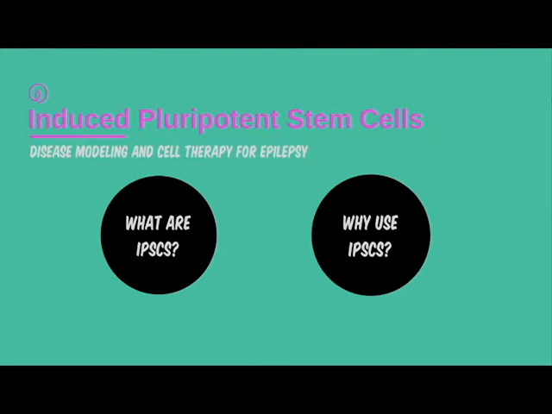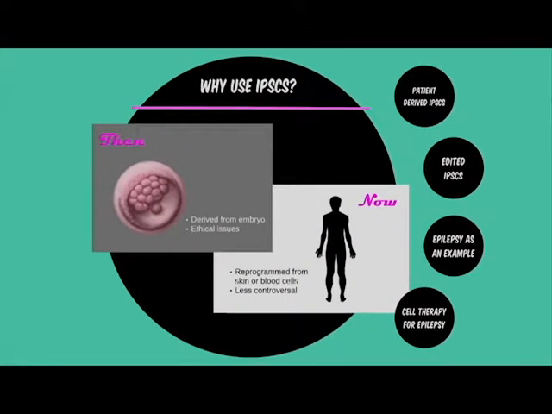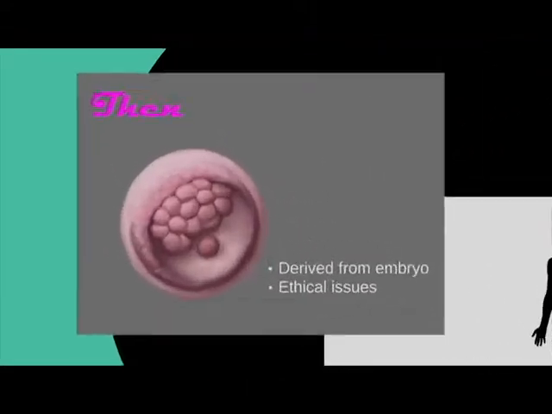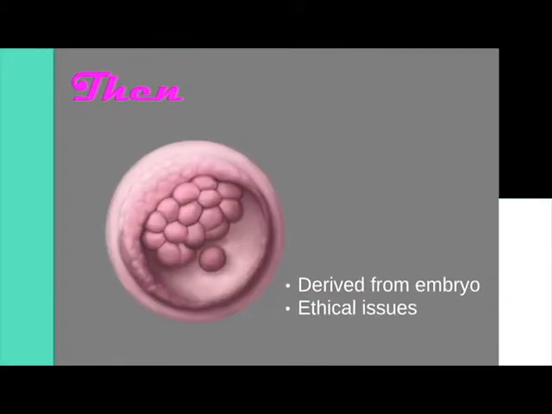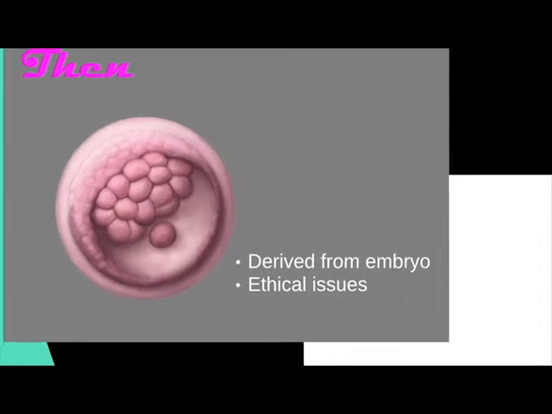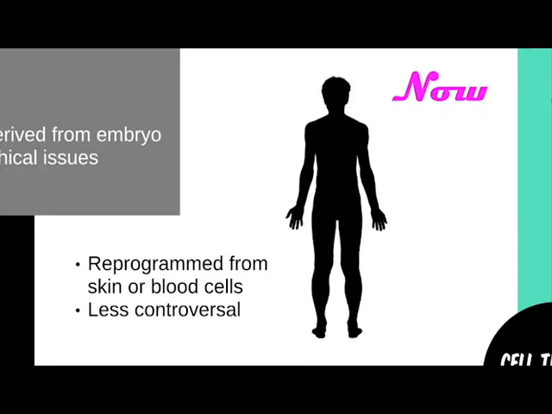So how can iPSC technology be used to study epilepsy? Previously, embryonic stem cells were used because they can turn into any cell type in the body. However, there are ethical issues that arise due to their source. Now we can get stem cells from adults by taking skin or blood cells and reprogramming them. This is a much less controversial method.